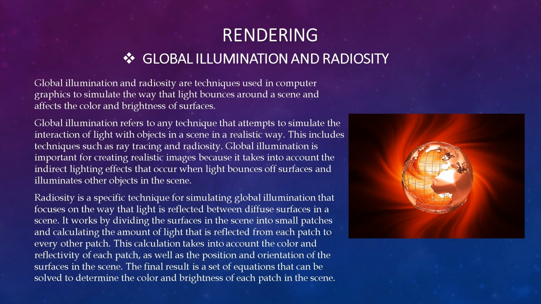Global illumination is important for creating realistic images because it takes into account the indirect lighting effects that occur when light bounces off surfaces and illuminates other objects in the scene.